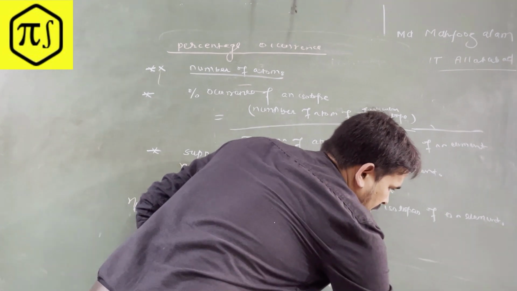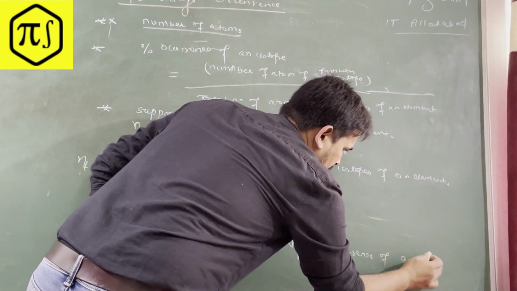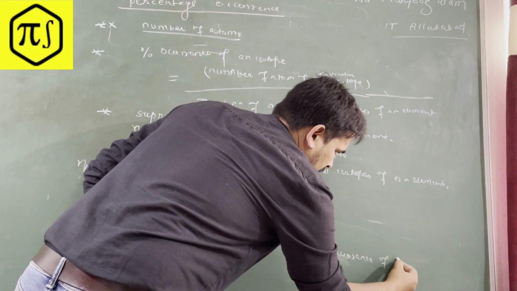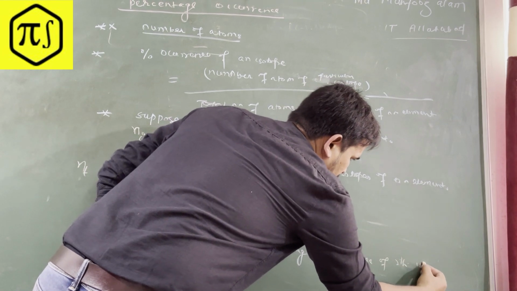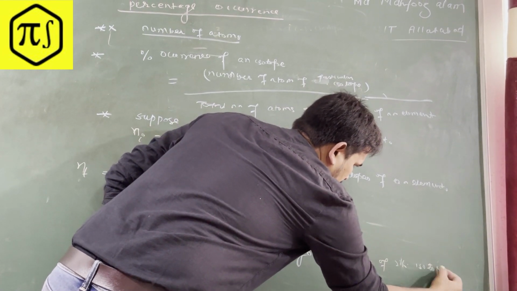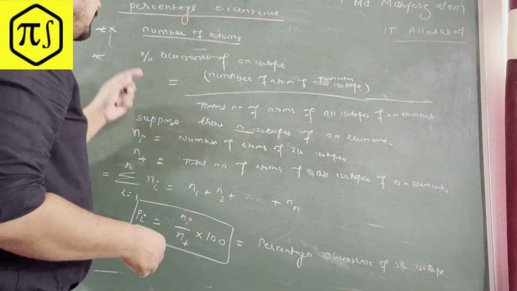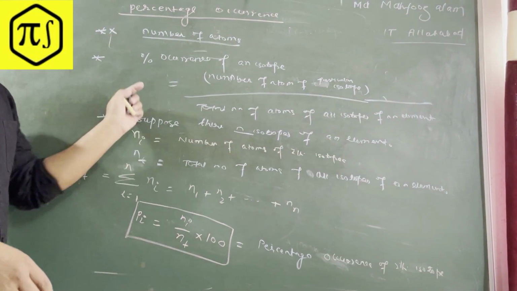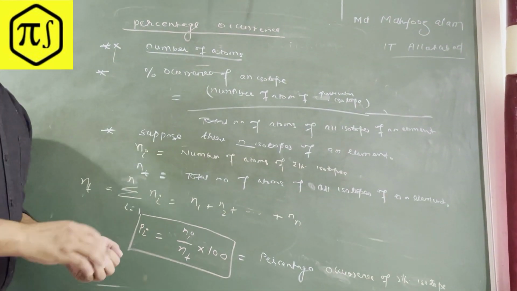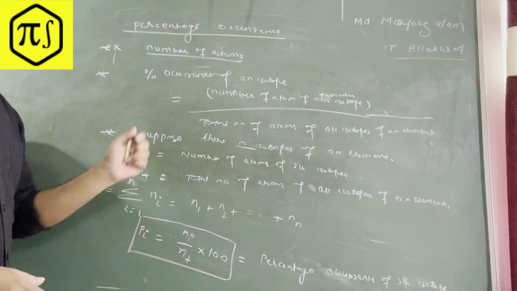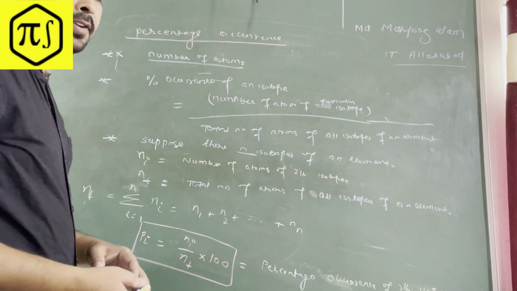of an ith isotope. Okay, so ith isotope. Now we know these terms. So this is a basic percentage definition actually, the percentage occurrence definition.